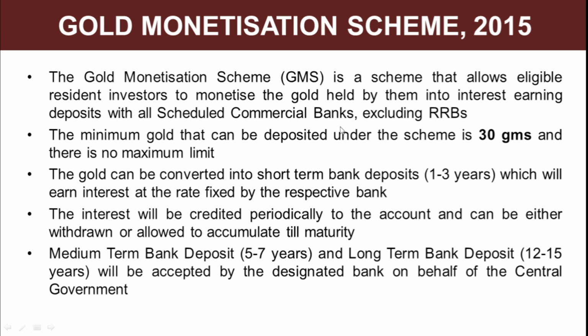Now let's see, the minimum gold that can be deposited under the scheme is 30 grams and there is no maximum limit. Okay, the gold can be converted into short-term bank deposit, that is between 1 to 3 years, or it can be medium term, 5 to 7 years, or long term, 12 to 15 years. The interest will be credited periodically to the account and can be either withdrawn or allowed to accumulate till maturity. So you can choose whether you want to convert the gold that you have deposited into short term, medium term, or long term bank deposit.